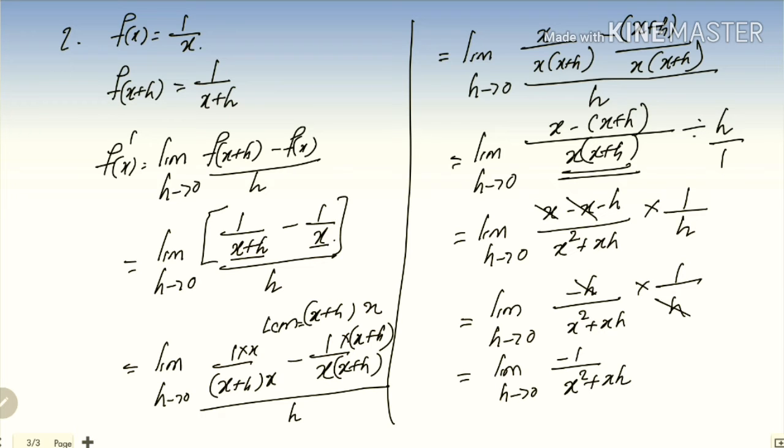Now we can apply the limit, there is no problem, no undefined condition, only this term becomes 0, right? X square will be there after applying the limit. So there will not be any undefined condition. So the answer is minus 1 over x square plus x times 0, which is going to be minus 1 over x square is the answer, right?